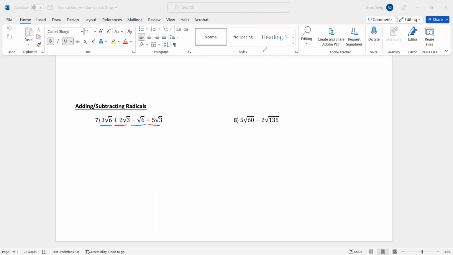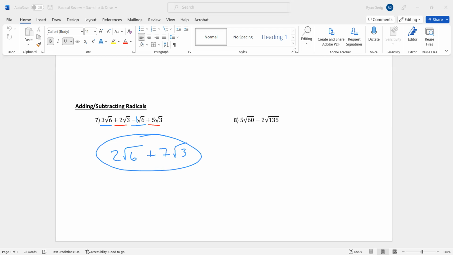All you do is put the numbers in front together. So 3 radical 6 minus radical 6, or minus 1 radical 6, is 2 radical 6. Notice the radical does not change. So it's 3 radical 6 minus 1 radical 6. It's like 3x minus 1x. It's just 2x, 2 radical 6. And then 2 radical 3 plus 5 radical 3 is 7 radical 3. Can't put that together any more than that. There's my answer.